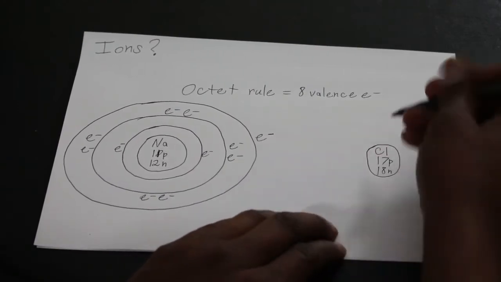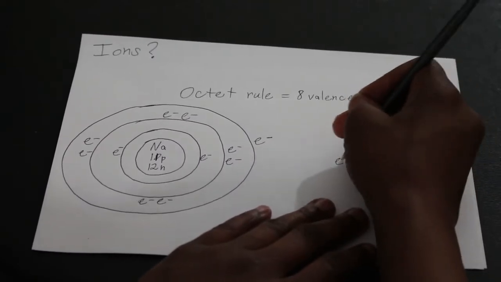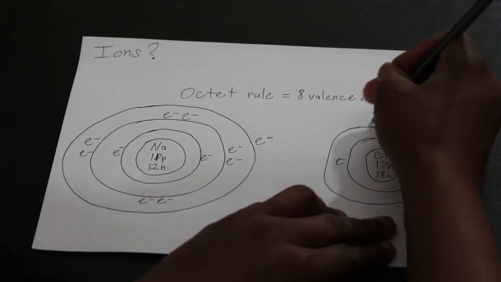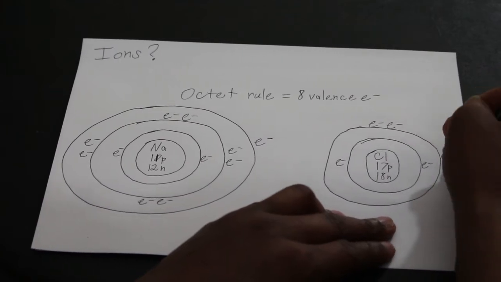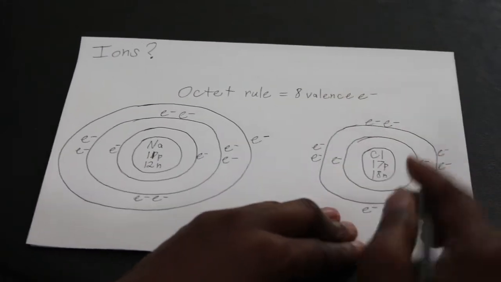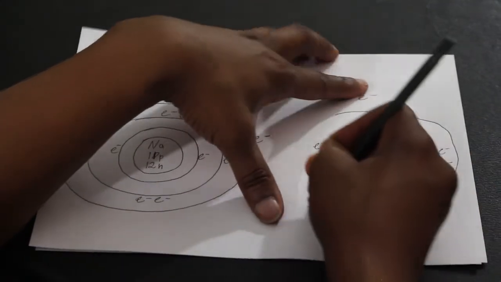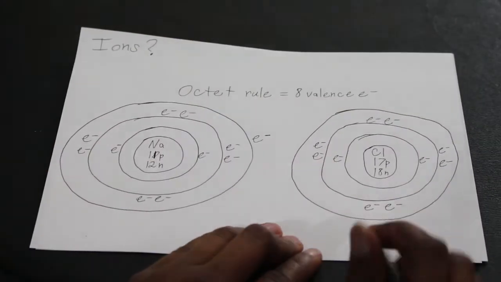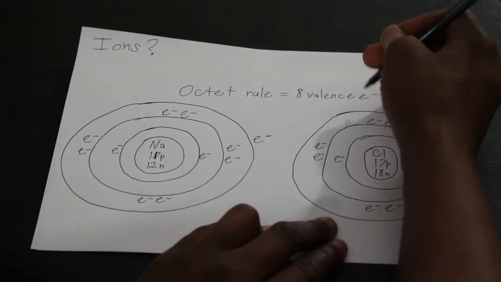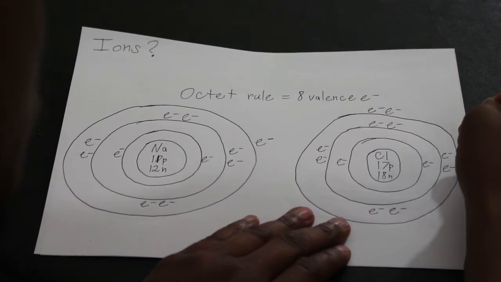Chlorine has 17 protons, so it's also going to need 17 electrons. So 2 on this first ring. We can fit up to 8 on the second ring. So let's go ahead and go to work. And then on this third ring, we're going to put 7 valence electrons. Why? Because we have 2 on this first ring plus 8 on the second ring, which is 10, plus another 7 is going to give us 17 electrons, which is going to match up with our number of protons. So I put my electrons here.